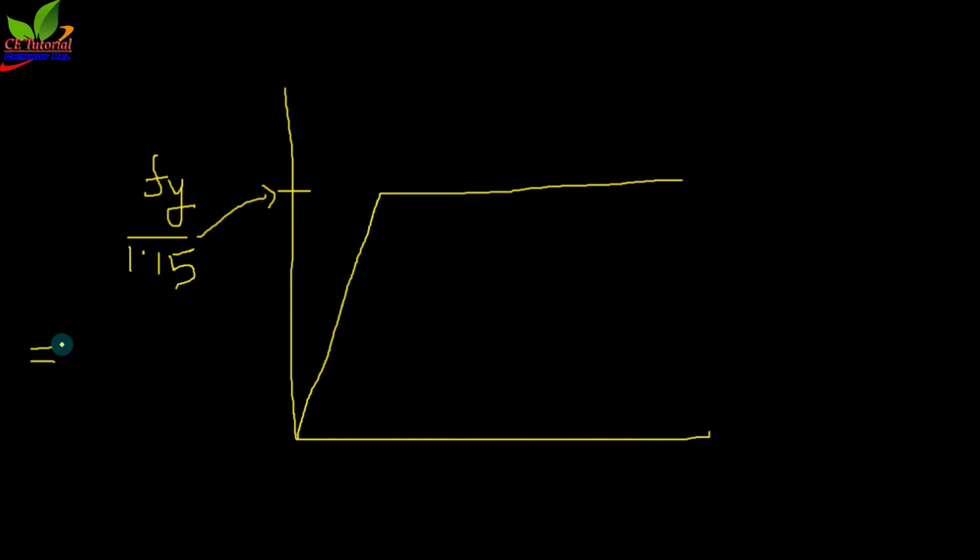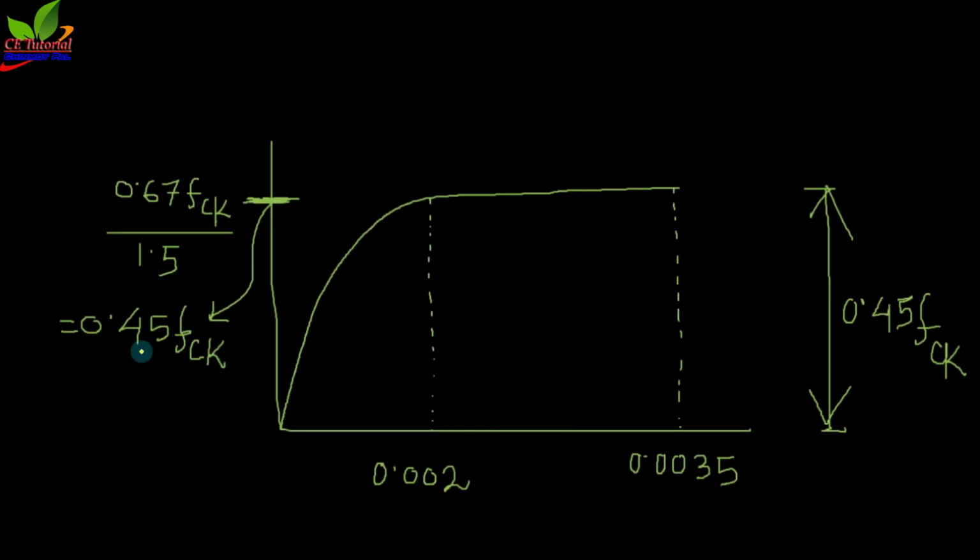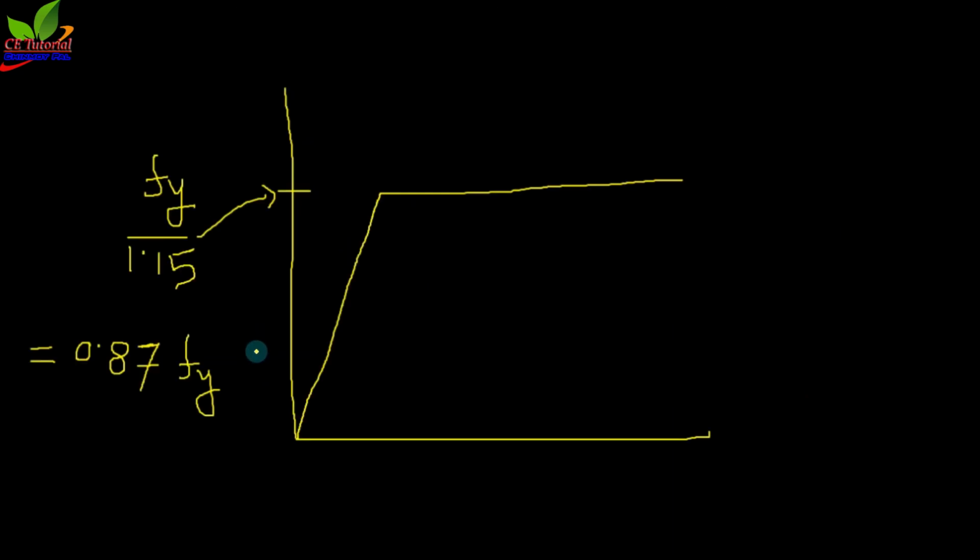Yes, sir. We can write it as 1 by 1.15. This is 0.87 Fy. Okay, this is 0.87 Fy. So you have to remember this value, 0.87 Fy for steel, and 0.45 FCK for concrete. Okay, you have to remember.